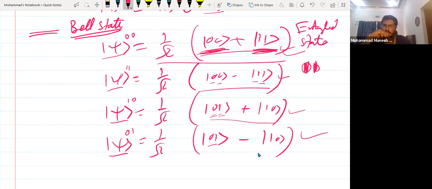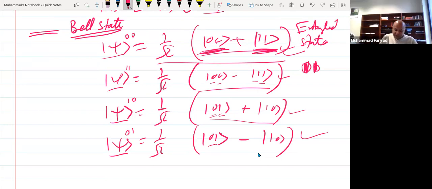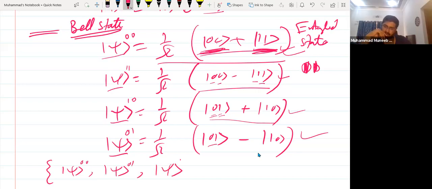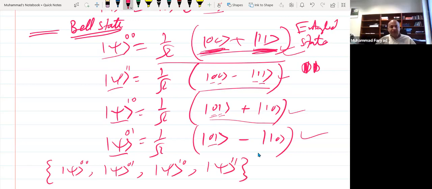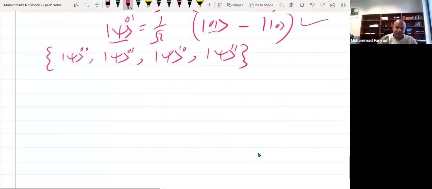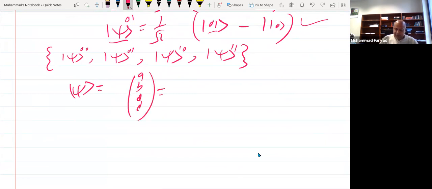And so just to distinguish, we have these 4 Bell states, and they also form an orthonormal basis, because all of these states are orthogonal to each other, and they are normalized. So you can express any general state as a superposition of these states. For example, if you have some general state, let's say A, B, C, D, and this is in the computational basis.